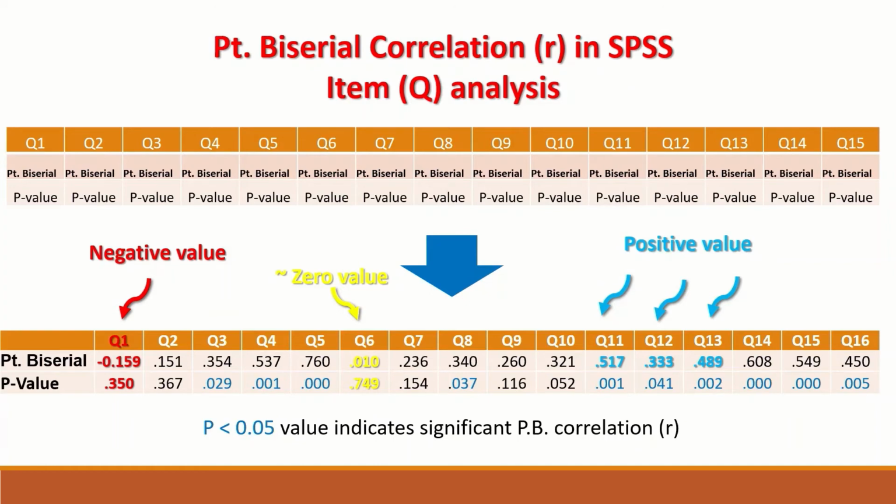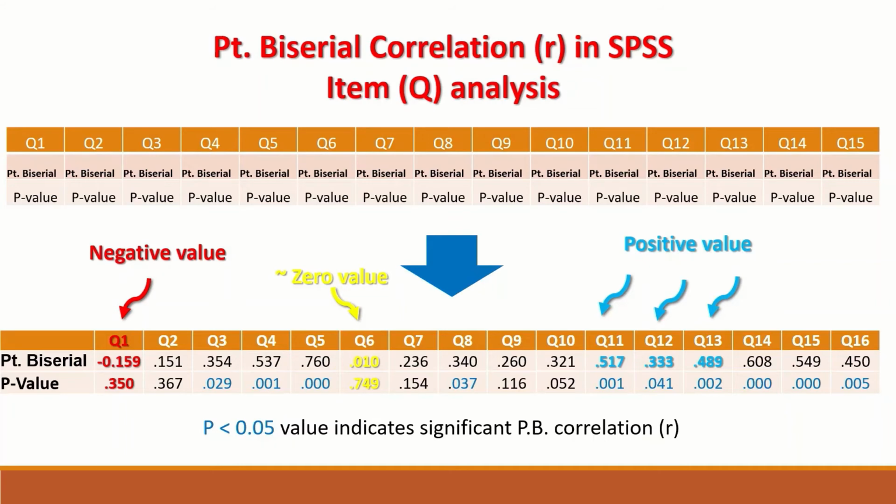If we again go back and look at question 2, we can see that the R value is 0.15, which we can call a fair question. However, since the p-value is not significant, this question also is not discriminating between high and low performing students and needs to be remodified.